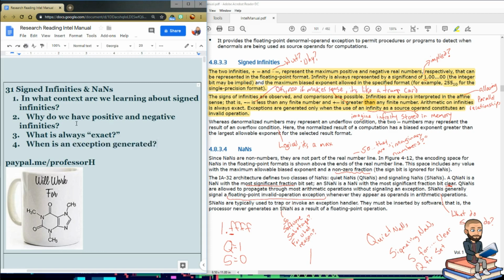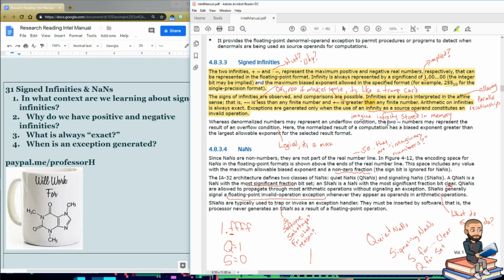And for that next sentence, let's ask, when is an exception generated? And apparently that'll happen when you're using infinity as a source operand. And that part's kind of funny to me because, just imagine storing the concept of infinity. You can't, right? It'd be infinitely large. But in the world of computers, we have a way to represent that concept. Of course, in a finite way inside of memory.